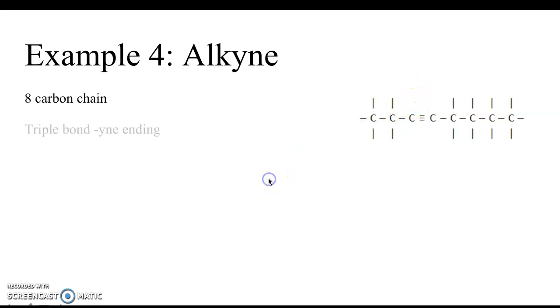So the 8-carbon chain is "oct," "yne" ending for the triple bond. The triple bond is on carbon number 3, which makes this compound 3-octyne. Again, the 3 is the location of the triple bond. "Yne" tells me it's a triple bond that we're indicating. "Oct" tells me it's an 8-carbon chain.